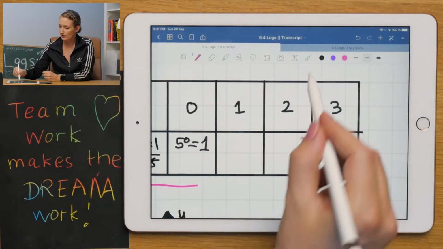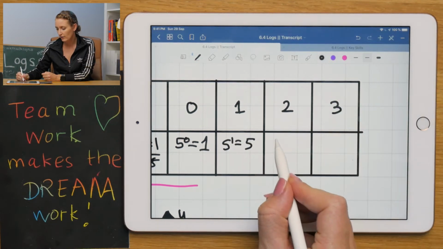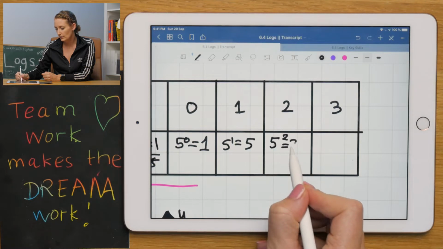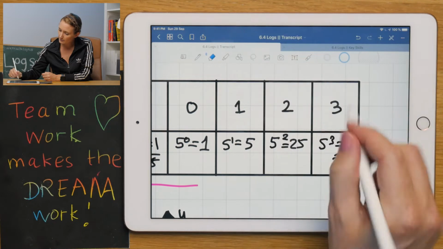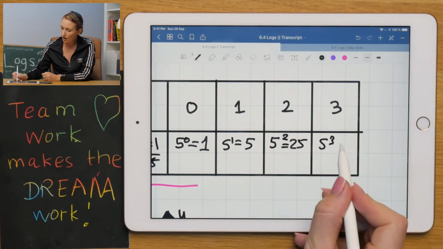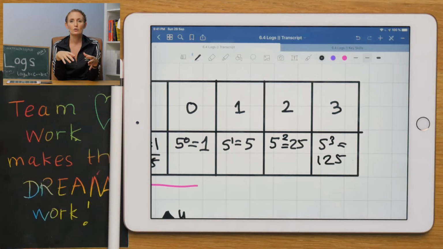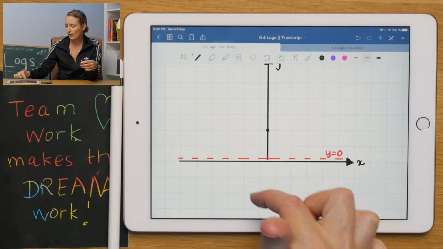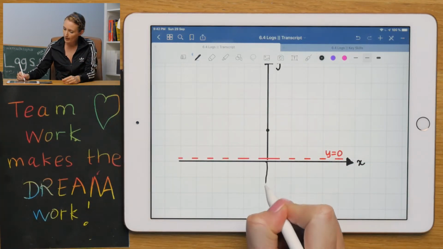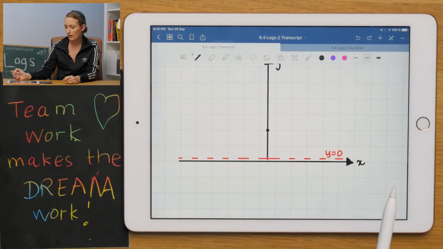Let's have a look what it's going to look like on the right side. So we'd have 5 to the 1, which is 5. 5 to the 2, which is 25. And 5 to the 3 is 125. So a couple important points. Your graph is never going to be a negative number, okay? That's why I haven't got any part of the y-axis below here. 5 to the x will always be a positive graph.